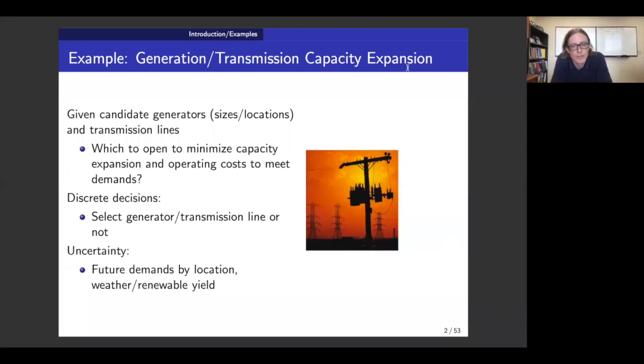Two major features of this problem that motivate the use of stochastic integer programming are, first of all, there are discrete decisions: you either install a generator at a particular location or not, and likewise for the transmission lines. And then there's certainly uncertainty. You're looking about 20 years into the future. You're not even going to know for sure what the demands or loads in different locations will be. Certainly weather is uncertain, and even on a given day there is weather variability in the yield you might get from renewable resources like wind turbines.